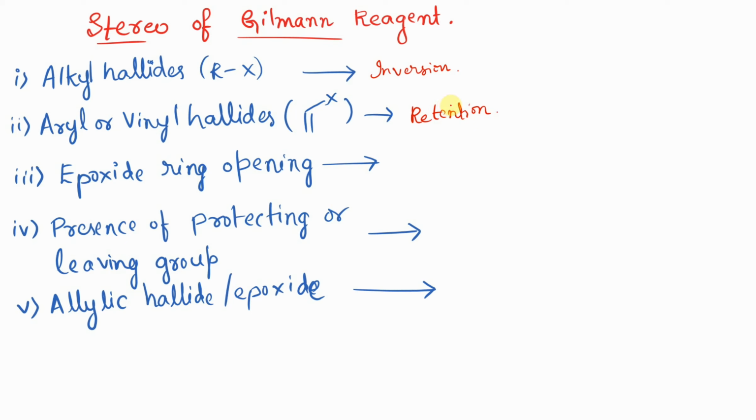If alkyl halide is treated with Gilman reagent, we observe inversion in configuration. If an aryl halide or vinyl halide, that is a halide group attached to a carbon which is in turn part of a carbon-carbon double bond, is treated with Gilman reagent, retention in configuration takes place. These types of halides are called vinyl halides. For epoxide ring opening also, the retention of configuration takes place, with no change in the configuration.